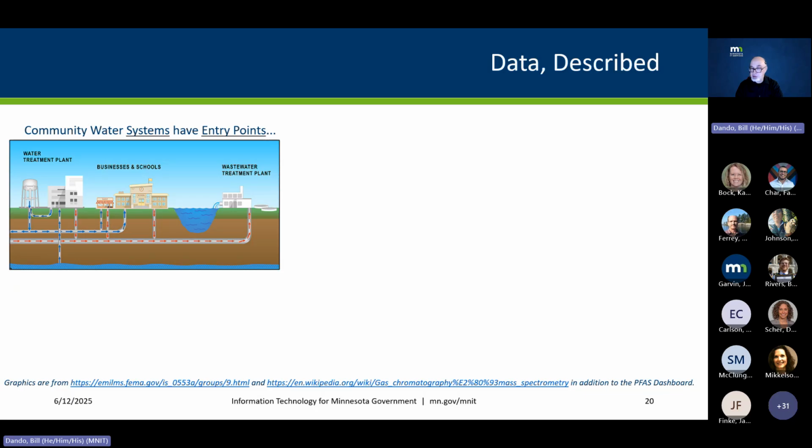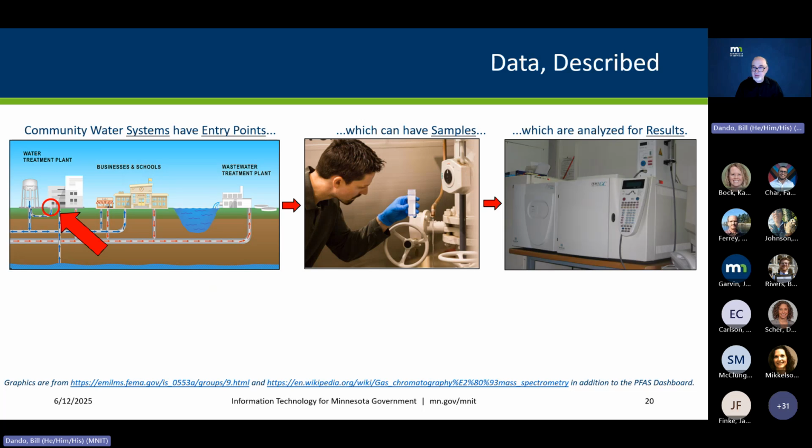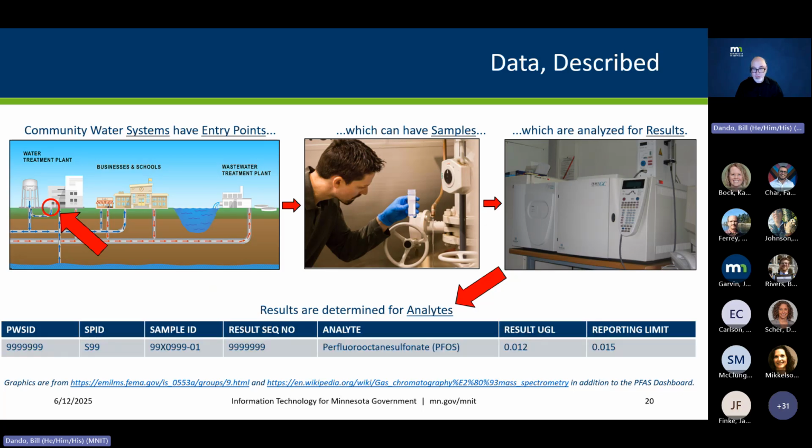And just the terminology used, for instance, the community water systems have entry points, which are generally after any treatment but before it enters the distribution system. If that sounds like a definition I was handed, you're correct. Thank you, Brian. Entry points can have samples, and samples can be analyzed for results. And the results consist of records for specific analytes that includes the test reporting limits and other metadata.